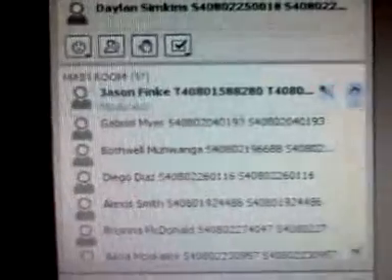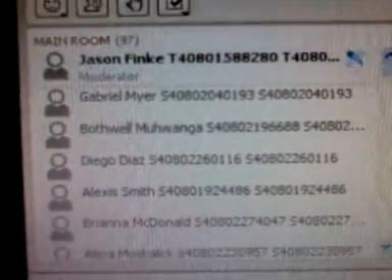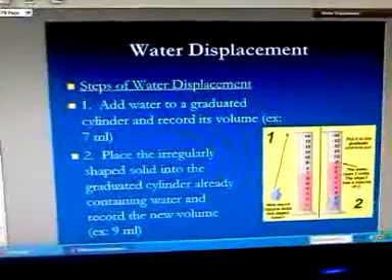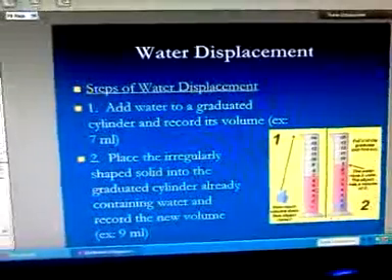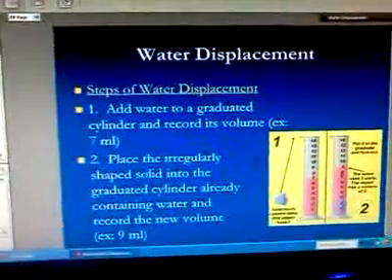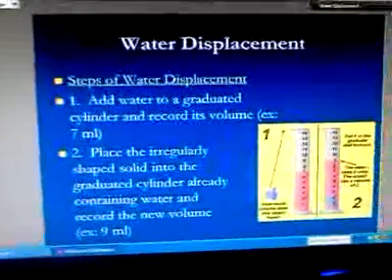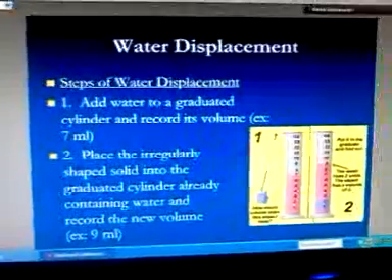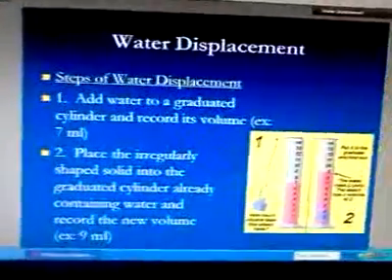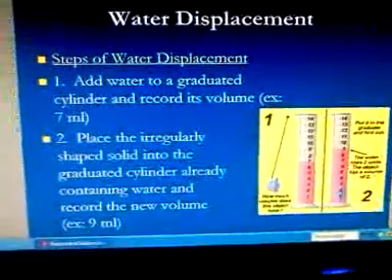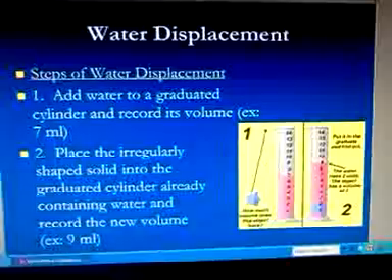If you have a rock and you put it in a cylinder, and that cylinder starts at 7 milliliters, you drop that rock in, and the water rises to 9. The difference between 7 and 9 is 2, so the volume of that rock is 2 milliliters. That's called volume by water displacement. It's pretty simple. You've all done this before, believe it or not. Each and every one of you have.